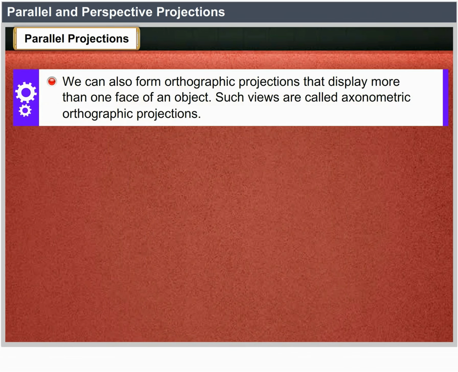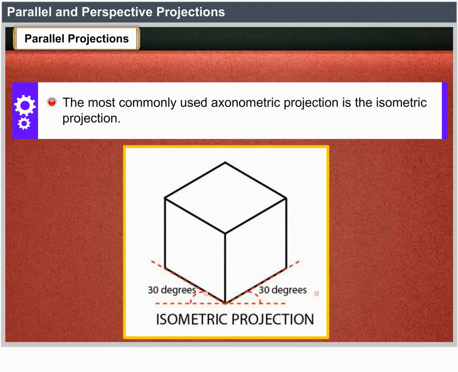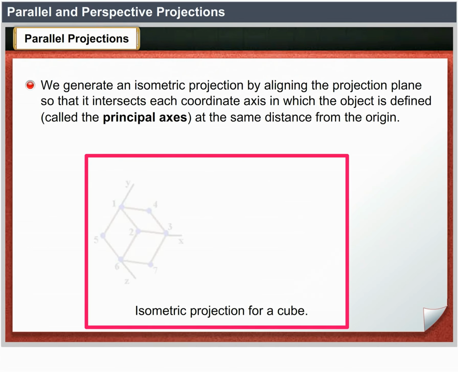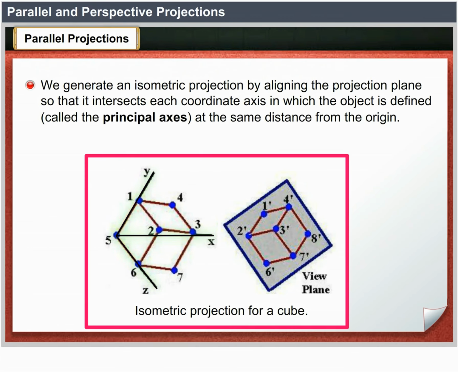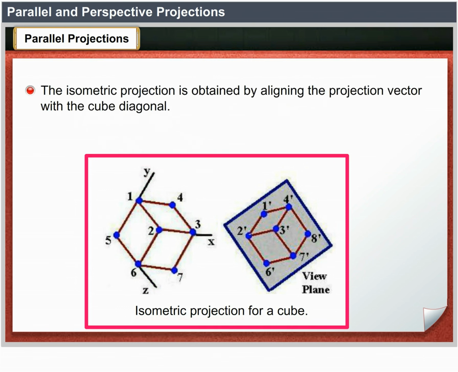We can also form orthographic projections that display more than one face of an object. Such views are called axonometric orthographic projections. The most commonly used axonometric projection is the isometric projection. We generate an isometric projection by aligning the projection plane so that it intersects each coordinate axis in which the object is defined, called the principal axis, at the same distance from the origin. This figure shows an isometric projection for a cube. The isometric projection is obtained by aligning the projection vector with the cube diagonal.